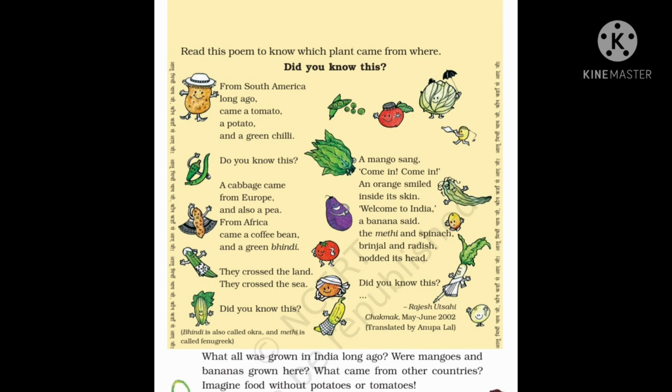Did you know? They crossed the land, they crossed the sea. Did you know this? So, that is an interesting one, through which we come to know that what we think are our neighbors came from a long way, from different countries, starting from tomato to potato to pea to bhindi.